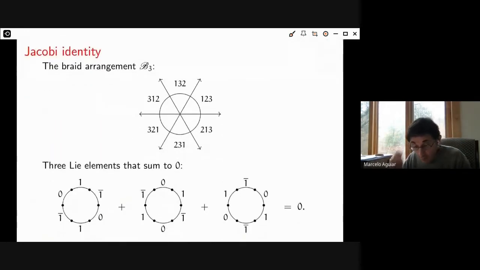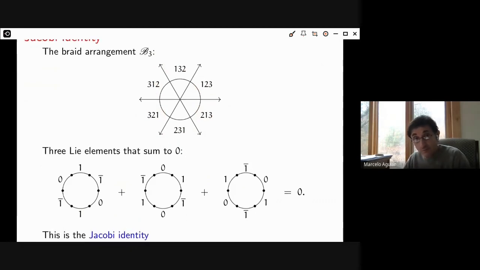A quick look at the Jacobi identity, just to see what aspect it takes in this geometric language. Again, I look now at the braid arrangement. The chambers are indexed by permutations: 6 chambers, 6 permutations. If I want to build a Lie element, according to my recipe with lunes, what I have to do is pick coefficients for the chambers so that along each half plane, the sum of the coefficients is 0. Semi-plane, I should say.